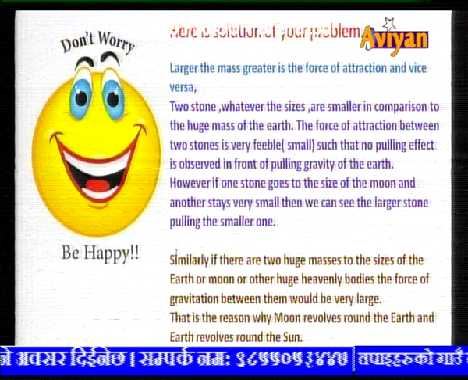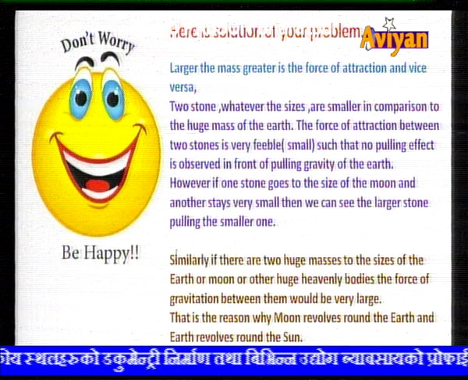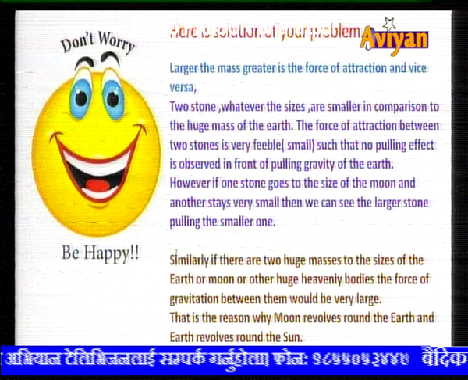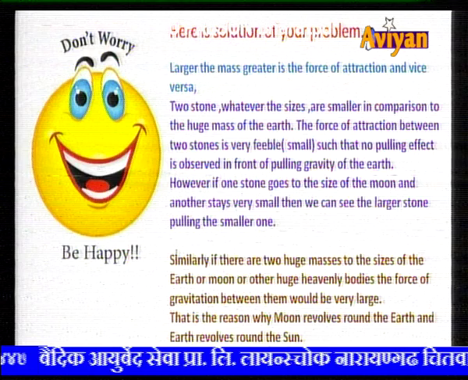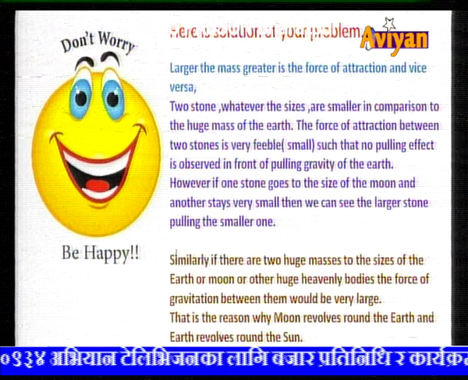Then the next paragraph: similarly, if there are two huge masses like the sun, the earth, the moon, the force of gravitation between them would be very large. That is the reason why moon revolves around the earth and earth revolves around the sun. It is force of gravitation or force of attraction that exists between the earth and the moon through which moon is revolving around the earth. Likewise, the force of attraction that exists between the sun and the earth causes earth to revolve around the sun.